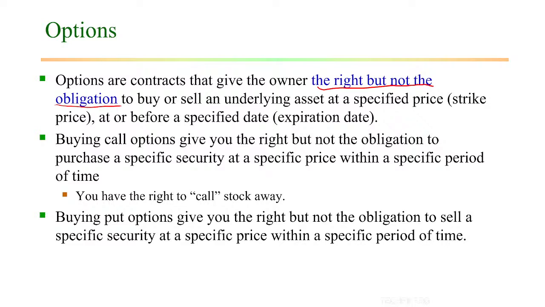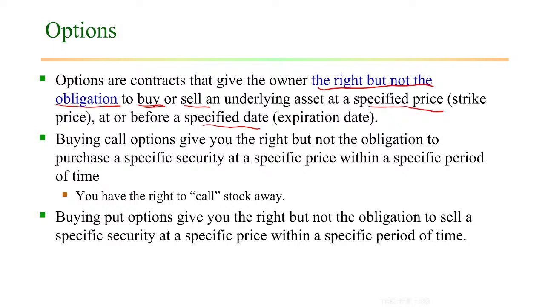And it could be buy something or sell something. If it's a buy, it's a call option. If it's a sell, the right to sell is a put option. And the specified price is what we call the strike price. And the specified date is what we call the expiration date.